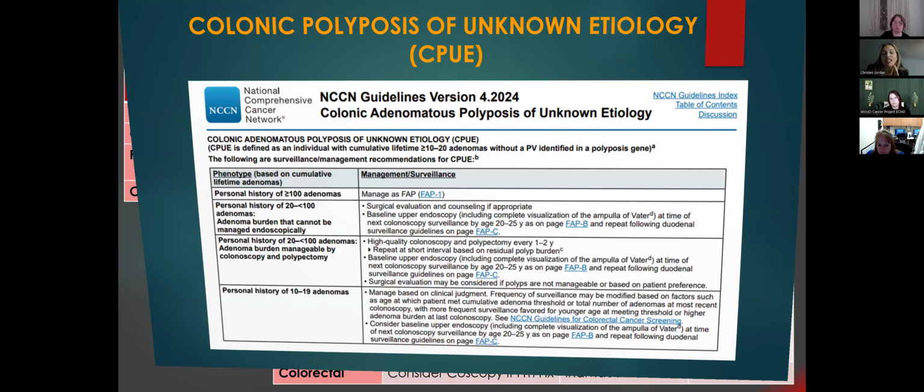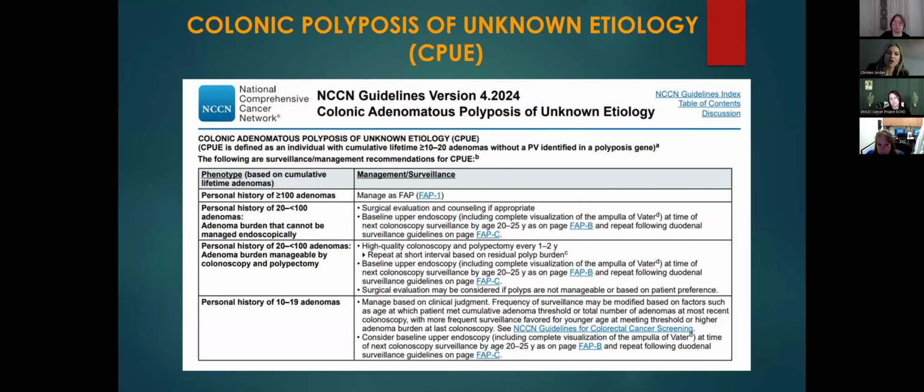And last slide, this is just so folks know, polyposis is unfortunately becoming more common. There is a guideline for colonic polyposis of undetermined etiology, and a guideline for how we follow those patients. But I think the take home is you want to rule out a genetic syndrome through testing first. And I will take questions.